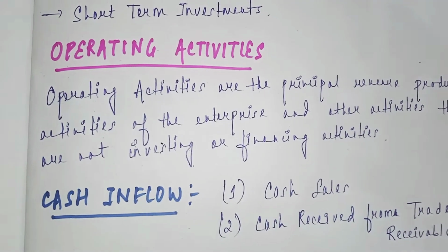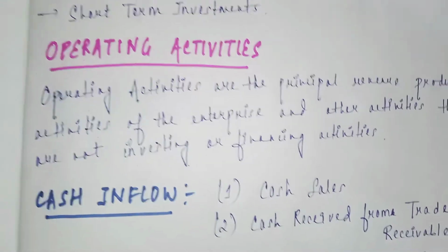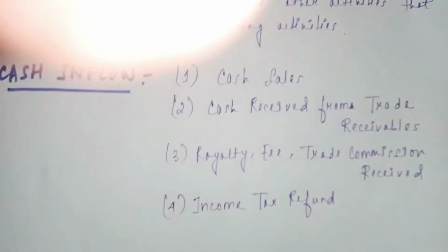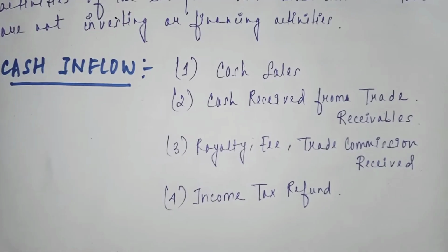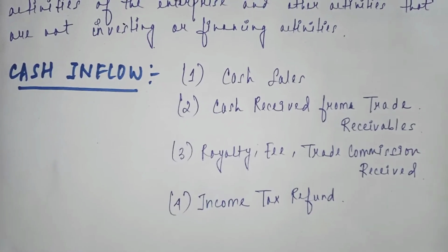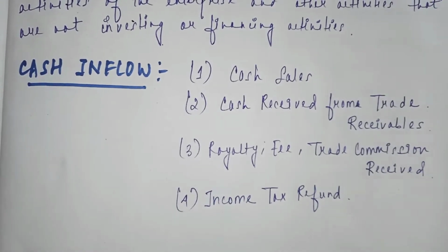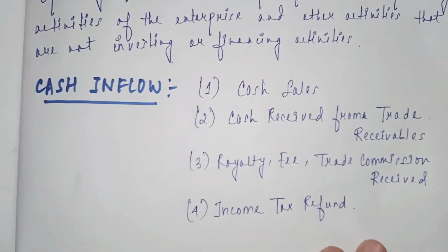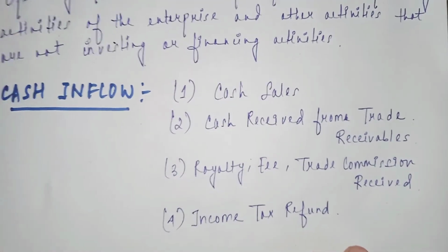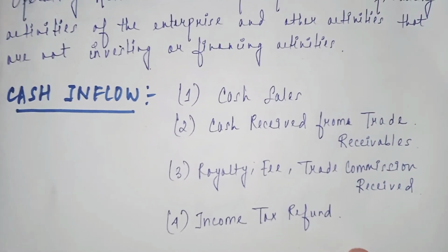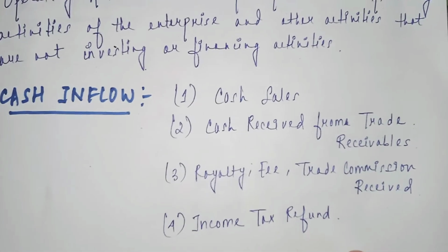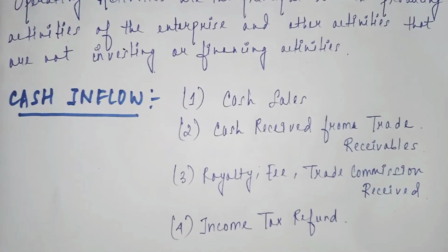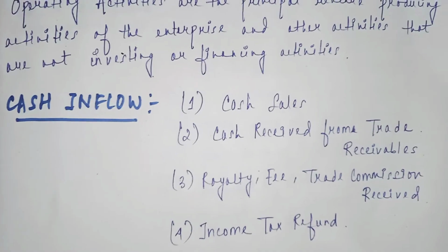Now, the inflows which are involved in the operating activities are cash sales, cash received from trade receivables, royalty fees, trade commission received, income tax refund. Any cash sales you have done in your business lead to cash inflow in the operating activities. Any cash received from trade receivables leads to cash inflow in the operating activities, and any royalty fees, trade commission received, or any income tax refund lead to the cash inflow in operating activities.